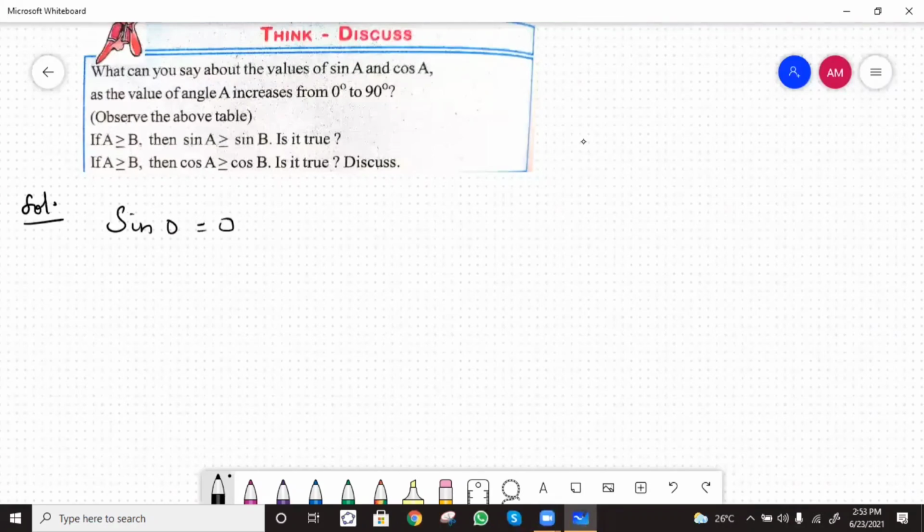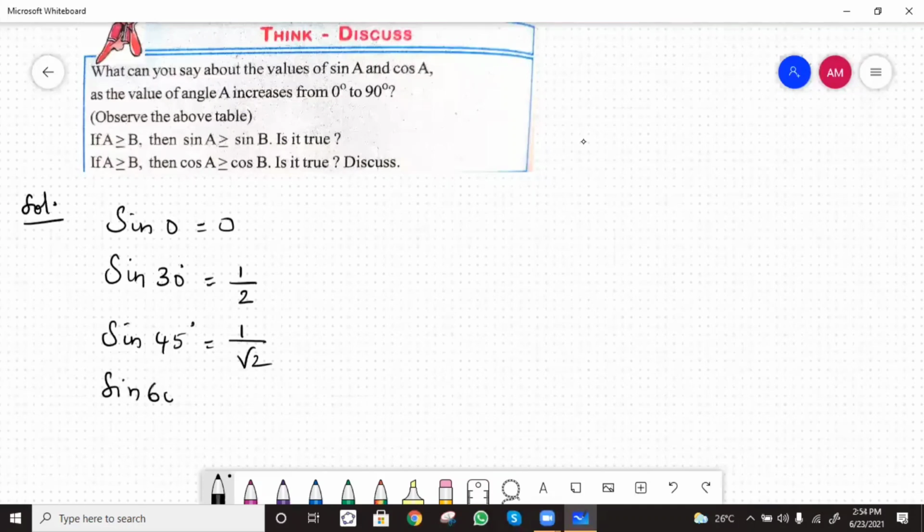What is sine 0? 0. What is sine 30 degrees? 1 by 2. What is sine 45? 1 by root 2. What is sine 60? Root 3 by 2. Very good. What is sine 90? 1. Sine 90 is 1. Okay.